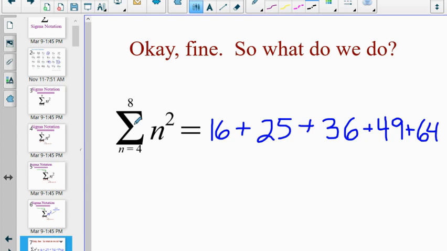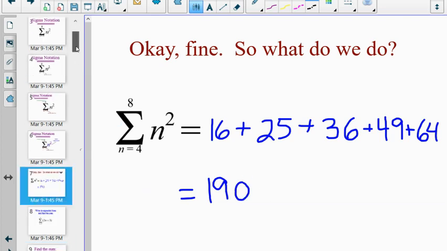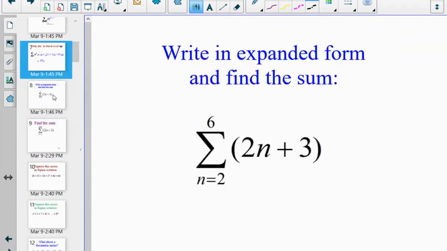At least I don't think you can. And so I'm adding up 16 plus 25 plus 36 plus 49 plus 64. I'm getting a total of 190. So this sum of n squared as n goes from 4 to 8 is 190. And that's a big part of the first part of your homework assignment: taking something like this, writing it in expanded form, and then finding the sum.